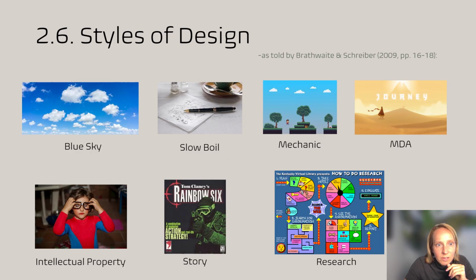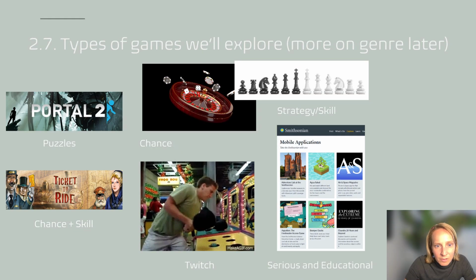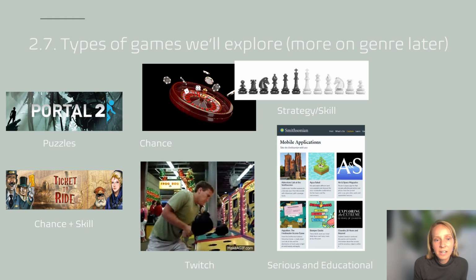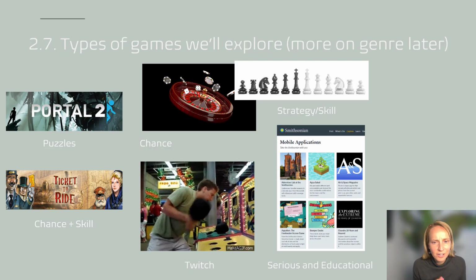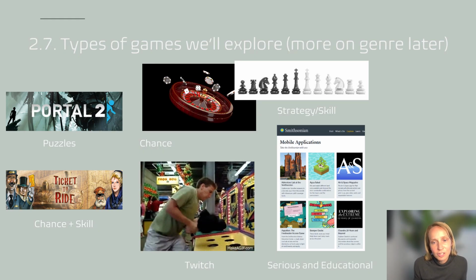Sometimes games are based on stories, like a book or something like that, and other times game design is based on research, or maybe serious games or other genres that are based on informing an audience about a particular thing. Games that we'll explore later are puzzles, chance, strategy and skill, chance and skill, Twitch, and maybe serious games and video games, or digital games, I should say.